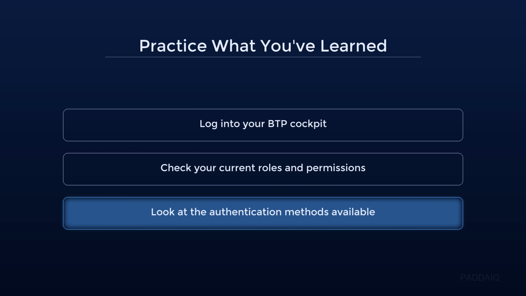Look at the authentication methods available. This means identifying the different ways users can securely log into your applications, such as passwords or single sign-on. For example, employees might use their corporate credentials to access multiple cloud services without re-entering them. Understanding these options helps you choose the right security for your solution.